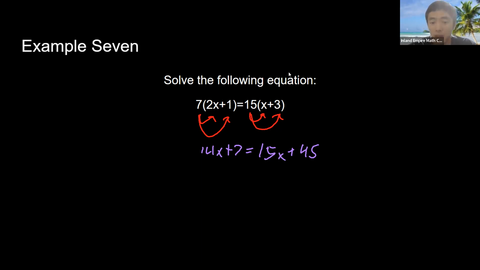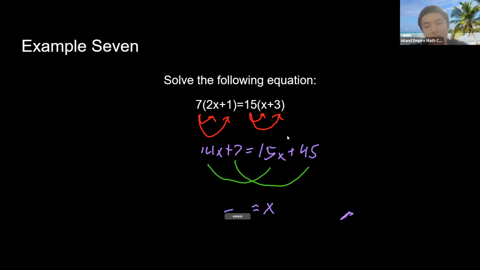Okay, so again, by combining like terms, we want to end up with a variable on one side and numbers on the other side. So in this case, it's really easy. You simply subtract 14x from both sides and subtract 45 from both sides. This way you end up with variables on one side and numbers on the other side. And you would end up with x equals negative 38. And that would be the answer to the following equation.